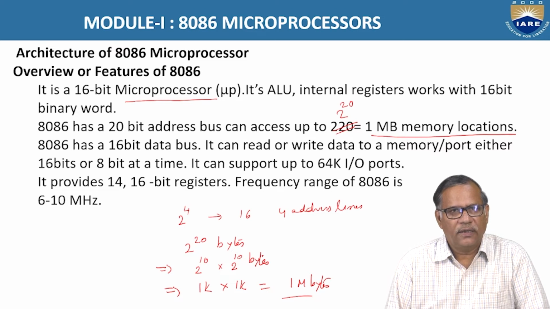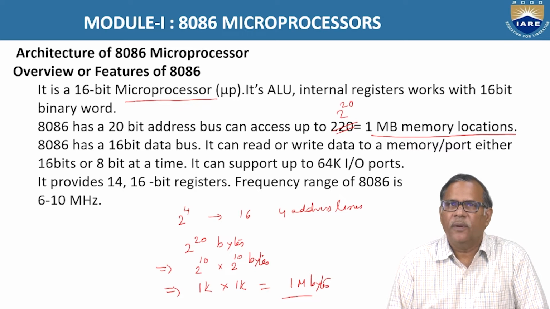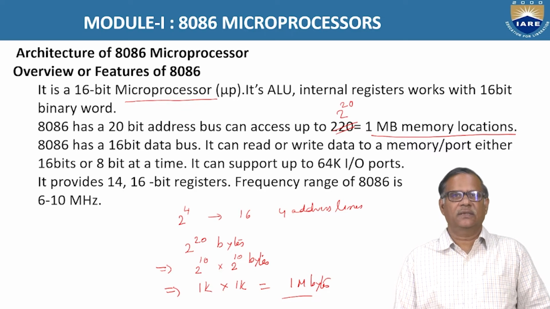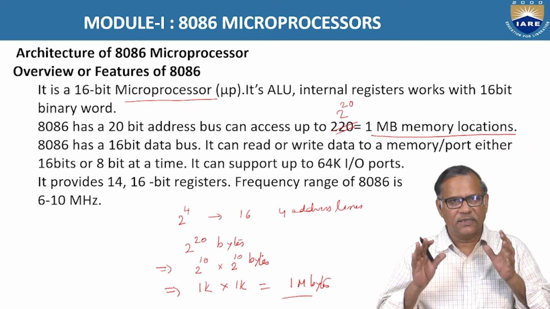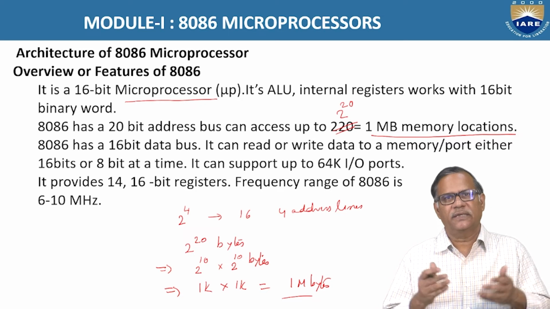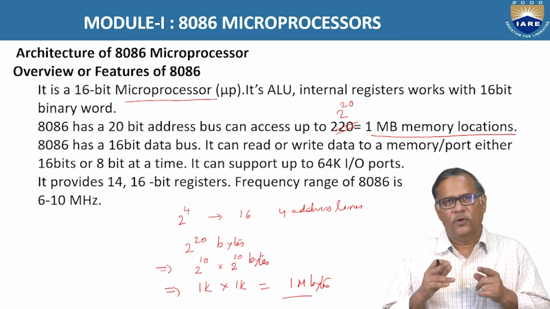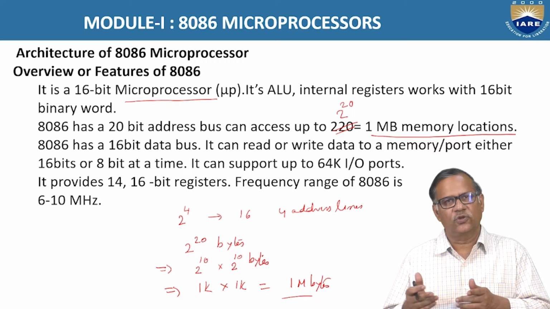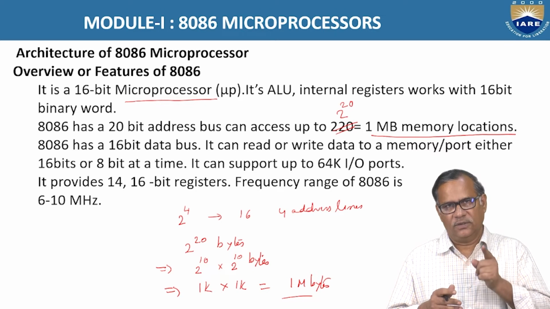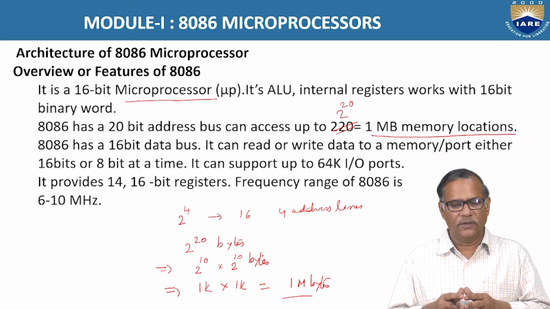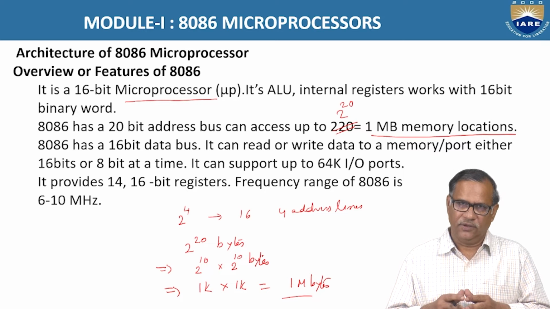Though it can work with 1 megabyte of memory, as far as IO devices are concerned, only 16 address lines are used. So with the 16 address lines, how many IO devices can you have? 2 power 10 into 2 power 6. So 2 power 6 is 64. So 64k IO ports can be connected to the 8086 microprocessor.